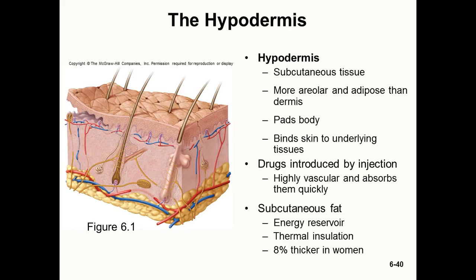Subcutaneous injections: drugs are introduced into this particular layer. You have a network of blood vessels, arteries, veins, as you can see. And the blood, of course, is going to absorb the medicine. The medicine is absorbed quickly, or quicker, because of this particular layer that's highly vascular.